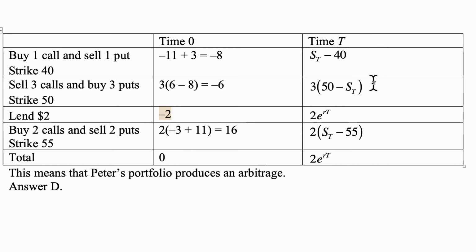And at time t, the total payoff that he has is S sub t minus 40 plus 3 times 50 minus S sub t plus 2e to the RT plus 2 times S sub t minus 55. You net all this and the payoff is 2e to the RT. So 0 initial investment and a payoff of 2e to the RT at time t. That's an arbitrage. So this is answer D.